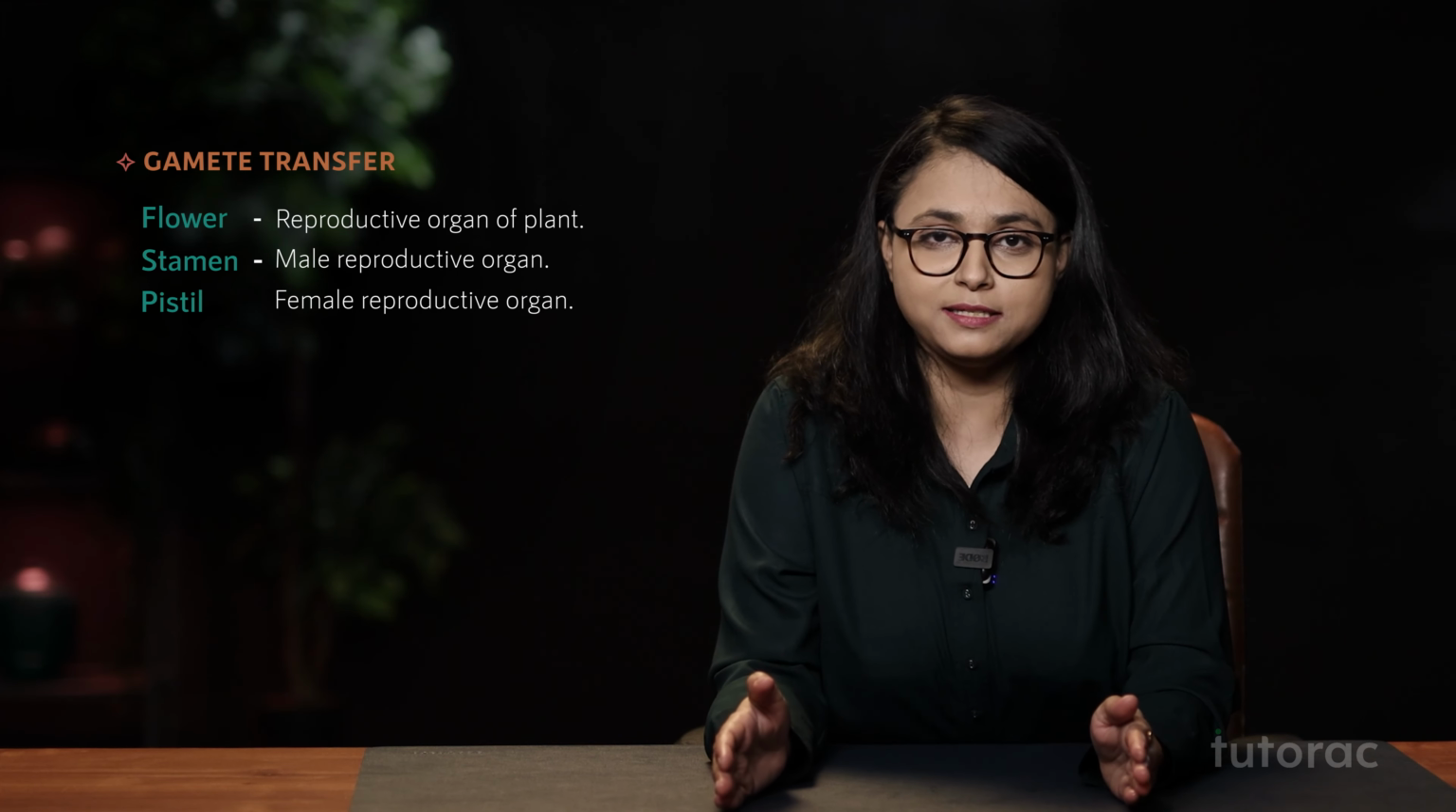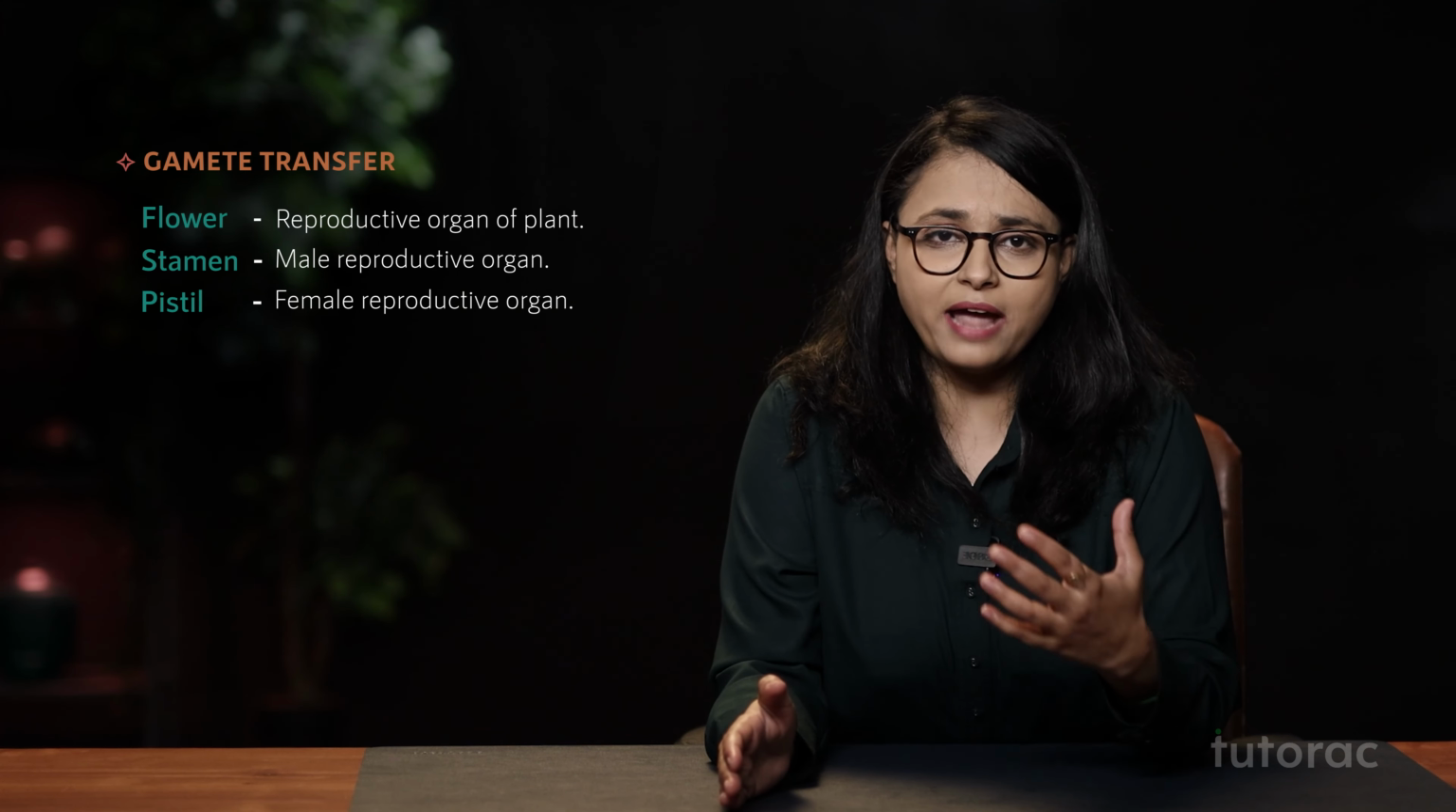But what about those organisms in which gametes are non-motile? How will they come in contact with each other so that they undergo fertilization? Let me explain this in the case of plants. The flower is the reproductive organ of the plant. It consists of the male reproductive organ and the female reproductive organ. The male reproductive organ is known as the stamen, whereas the female reproductive organ is known as the pistil.